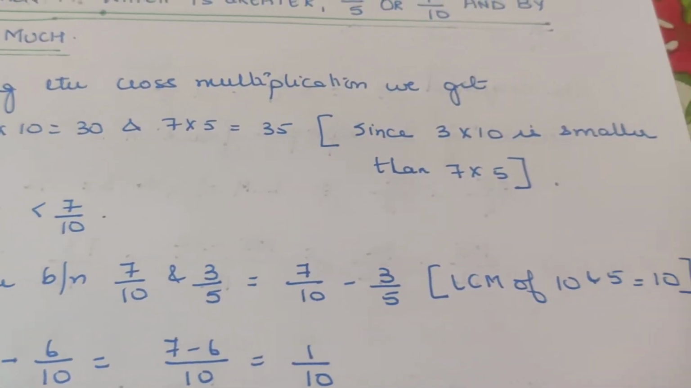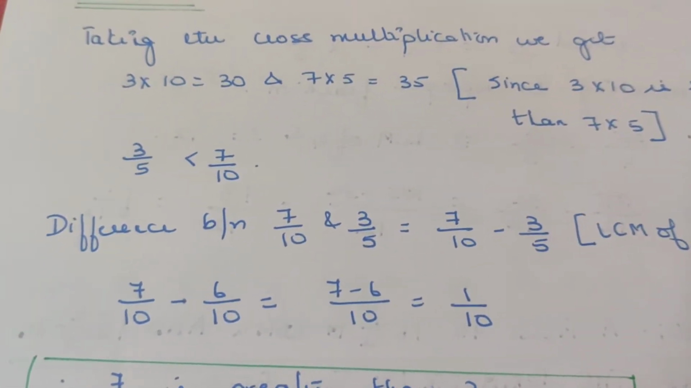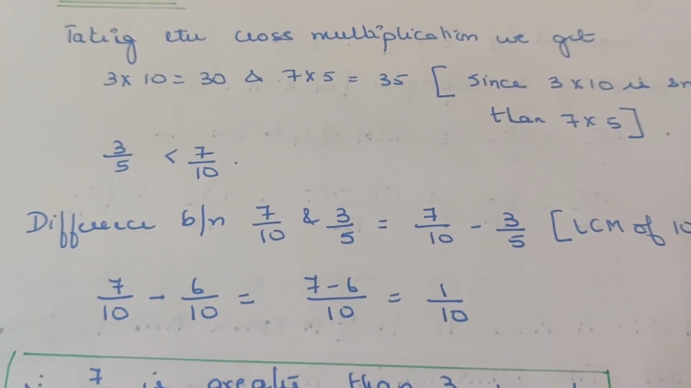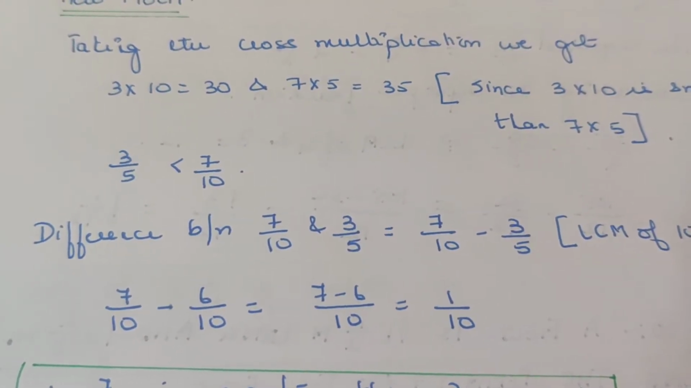Difference between 7 by 10 and 3 by 5 is equal to 7 by 10 minus 3 by 5. Taking the LCM of 10 and 5 is 10. That is 7 by 10 minus 6 by 10. That is equal to 7 minus 6 by 10. That is equal to 1 by 10.